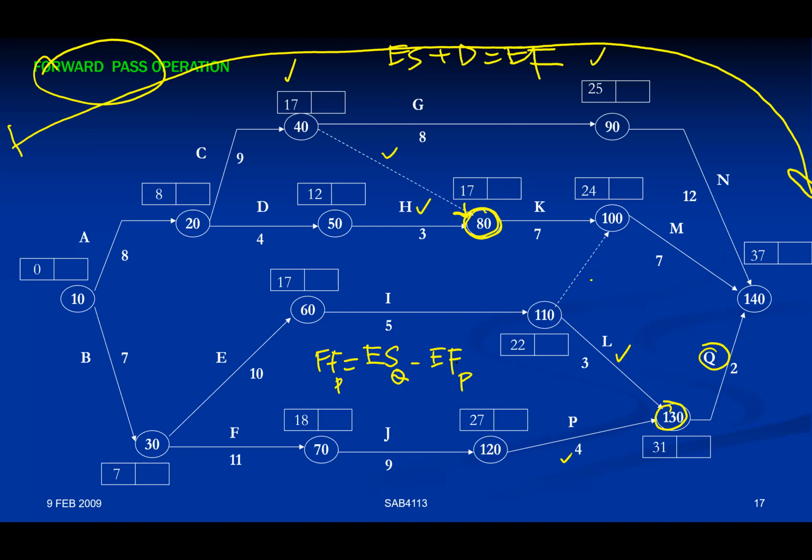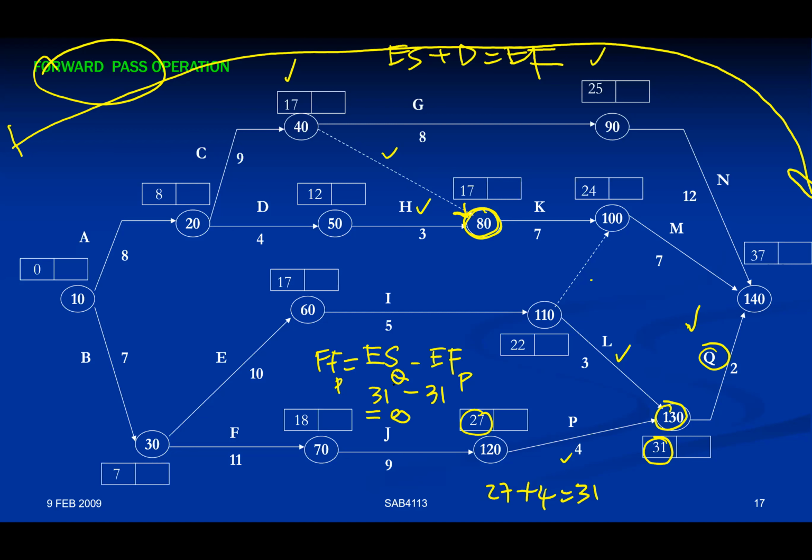Now let's calculate the free float for P. We know the early start of Q, given here in this box, 31 days. What is the early finish of P? The early finish of P is here, 27 plus 4 equivalent to 31. So the early finish of P is equivalent to 31. Meaning to say 31 minus 31 equivalent to 0. So activity P does not have free float, zero free float.